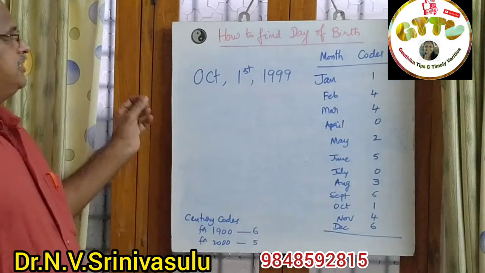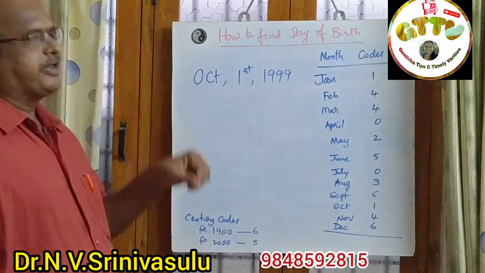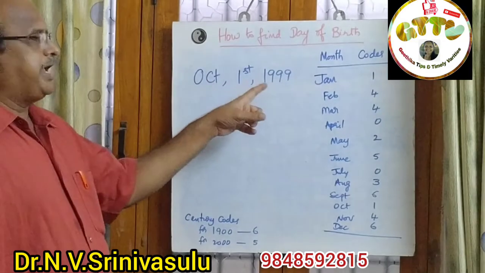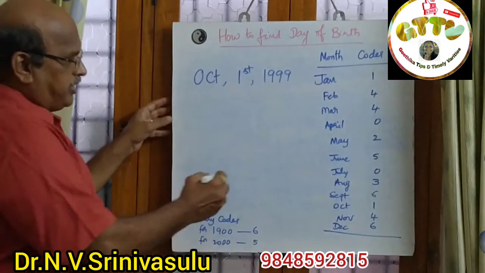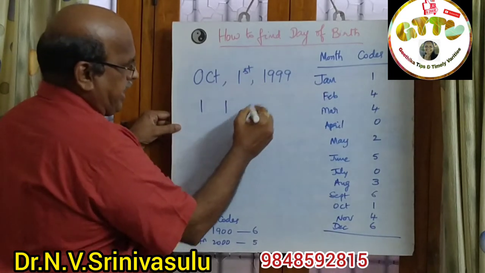Let me take another example at the end of the last century. October 1st, 1999. Then, what is the code for October? 1. Then 1, here, as it is, the date.